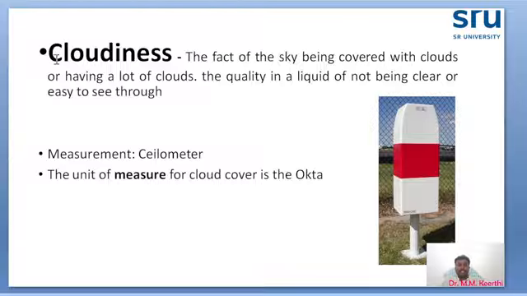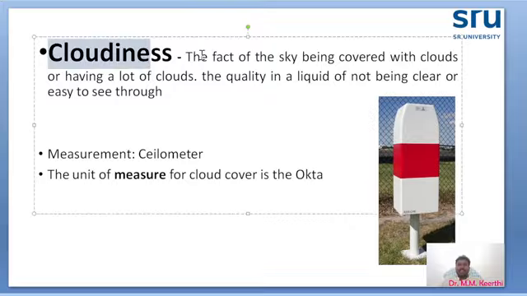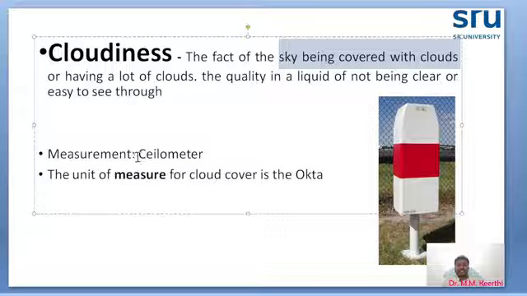Next one is cloudiness. Cloudiness is the fact of the sky being covered with clouds. So cloudiness means the sky is covered with clouds, or having a lot of clouds. That is called cloudiness. Which instrument is used for its measurement? The nephoscope, and the unit is called okta.